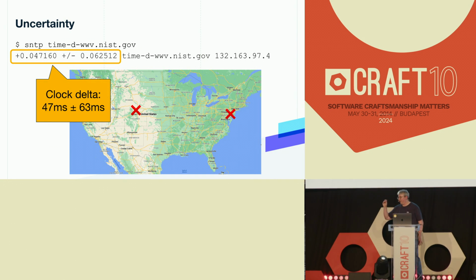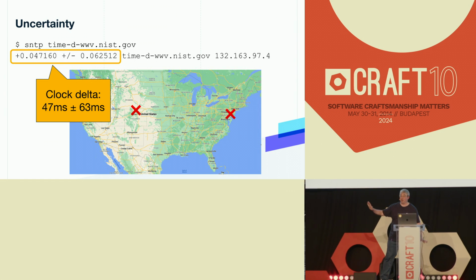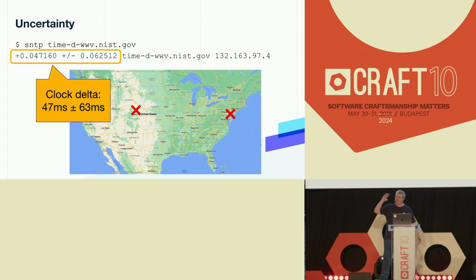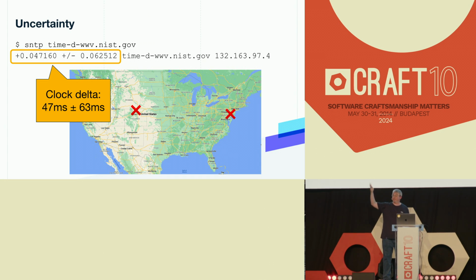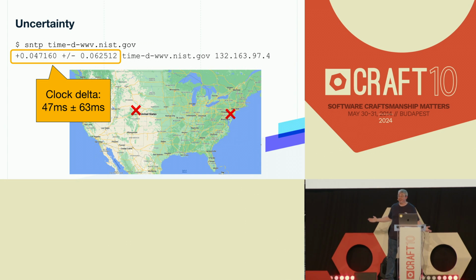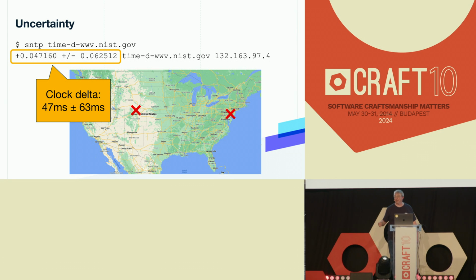So what this said is, we think the clock at the time server is 47 milliseconds ahead of your clock, plus or minus 63 milliseconds. This is fantastic, right? Because the plus or minus is doing a lot of work here. What this is really saying is, we think it's 47 milliseconds ahead, but it might actually be behind. We actually don't know which one is ahead.